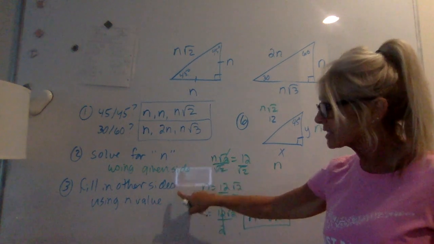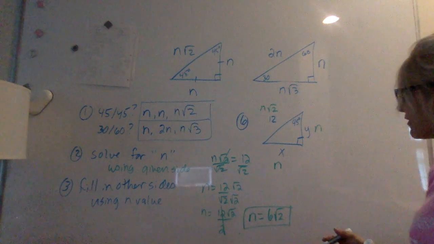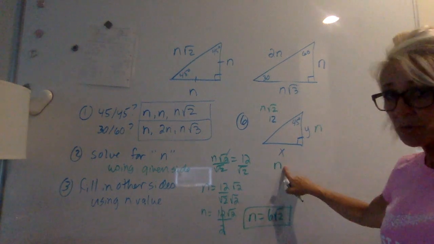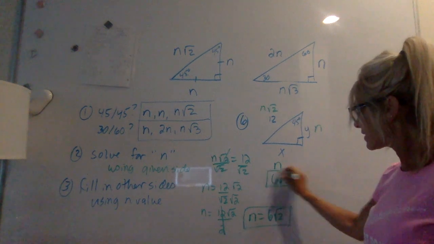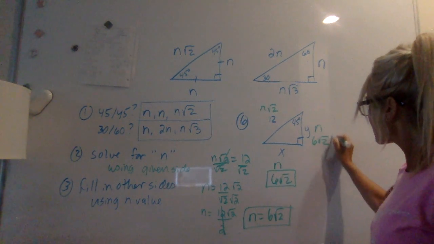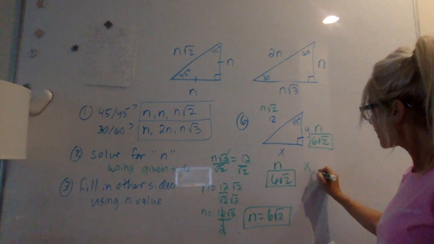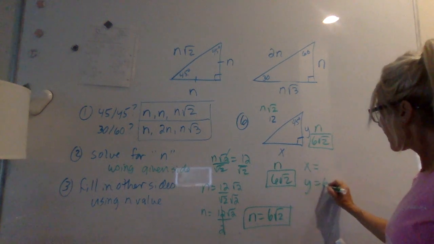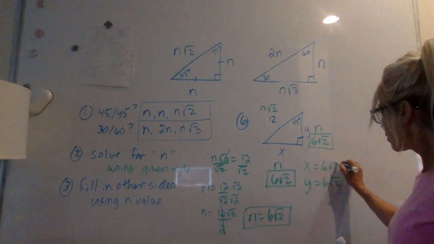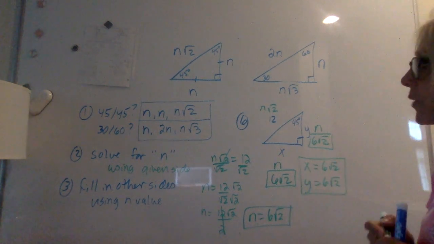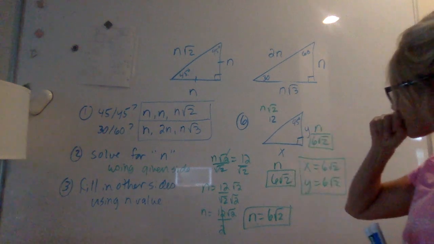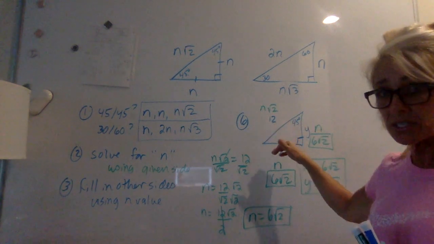But the good news is now to fill in the other sides using the n value, these are both just equal to n. So if n is 6 root 2, so is this side, and so is this side. So in this problem, both the x and the y have that 6 root 2 as their value. So those are the tricky ones where you have a regular number and need to change it into a radical.